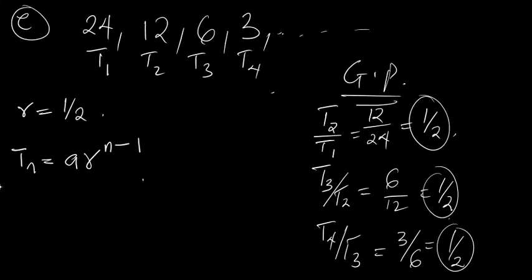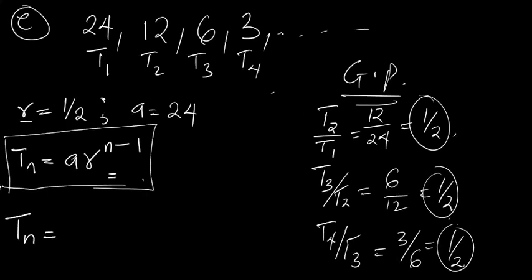So that is it. Now we're going to apply this formula. Now we have gotten the common ratio. The first term is equal to what? 24. So now let's apply this formula.